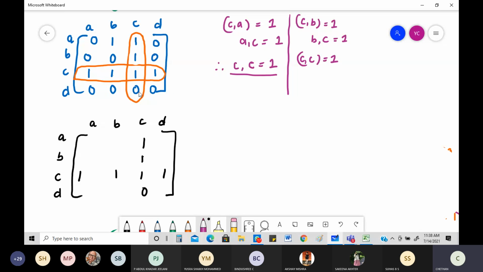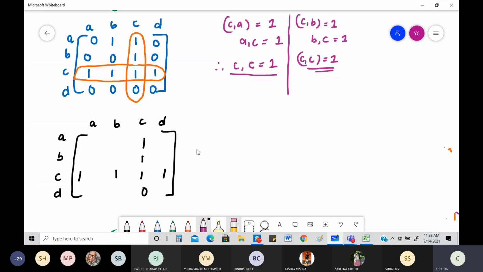Like this, you need to figure out for each and every value of it. You have to do the same thing even for the fourth row and fourth column. At the end, what is the solution you're supposed to get?